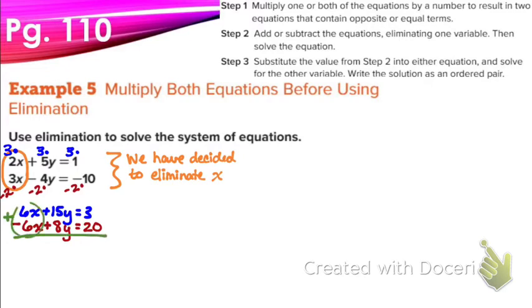What happens with my x's? They cancel out. What do I get when I add the y's together? 23y equals what? 23. So 23y equals 23. What is y? 1. I divide them both by 23. And y equals 1.